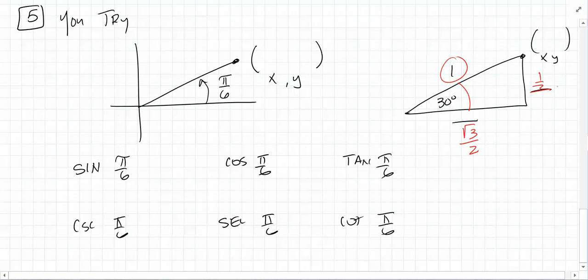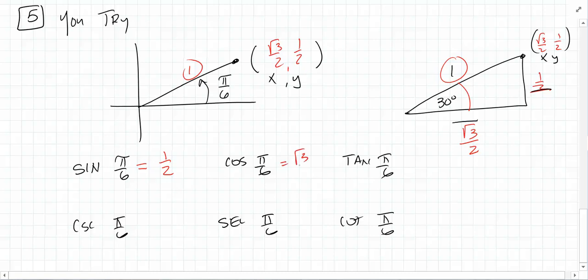So that means that the point associated with a 30-degree angle has to be root 3 over 2, comma 1 half. So you don't have to have that point there in order to figure it out. You just have to know that the radius is 1. And if it's on the unit circle, then it's guaranteed to be 1 by definition, right? So that means that you should have got this. For sine of pi over 6, you should have got a half. Cosine of pi over 6 should have been root 3 over 2. And the tangent of pi over 6 should be rad 3 over 3.